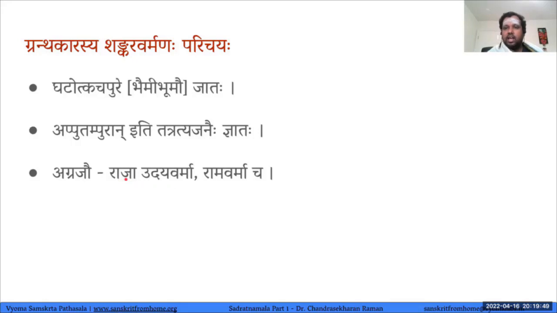राजा आसीत्. He was a king or somebody who was a ruler of a small province. So we'll see what the province name is. So he had two elder brothers, Udayavarma and Ramavarma.